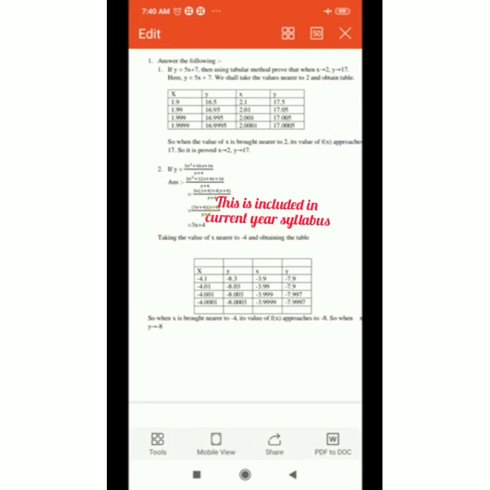We will be solving the sums of section E, which is not there in your syllabus. The entire section E of exercise 4 is not there in the current reduced course.